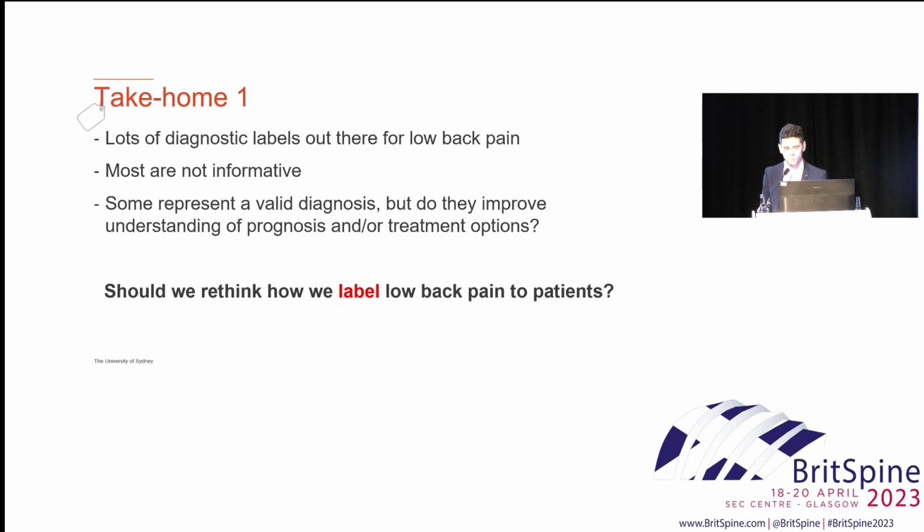So the first take-home message for today is there are lots of diagnostic labels out there for low back pain. Most are not really informative. And although some may represent a valid diagnosis, I think the important questions to be asked are: do they improve our understanding of prognosis and how we communicate prognosis to the patient? And do they give us access to better treatment options? And by better here, I mean evidence-based, effective treatment options. So the question comes, should we rethink how we label low back pain to patients?